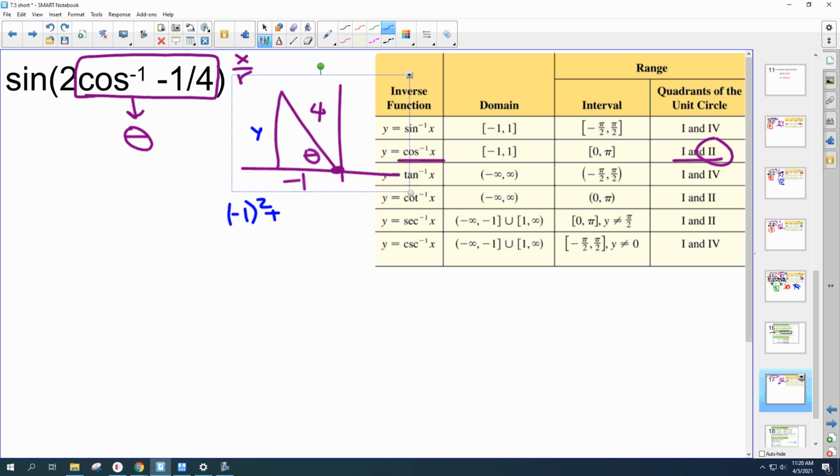x squared plus y squared equals r squared, or 1 plus y squared equals 16. Subtract over, you get 15. y equals plus or minus square root of 15. But since we're in quadrant 2, we know that's got to be a positive square root of 15.